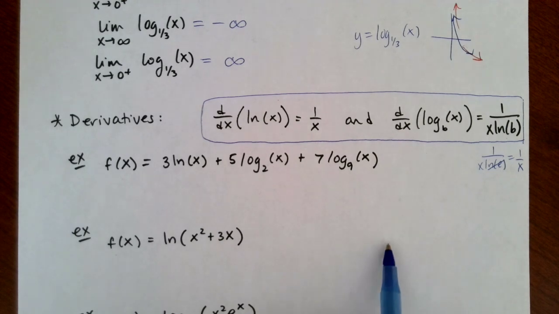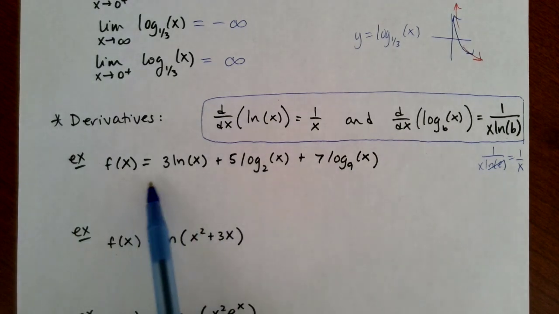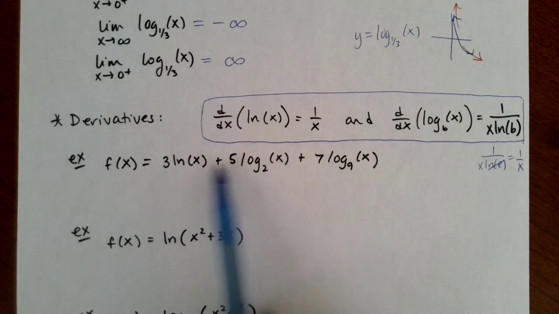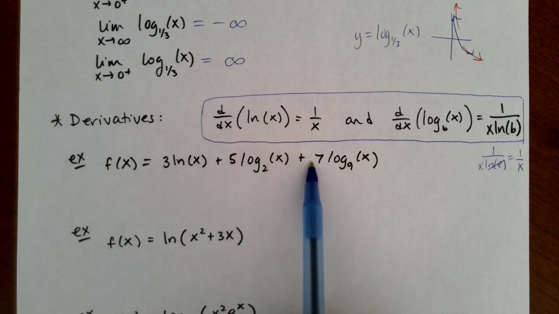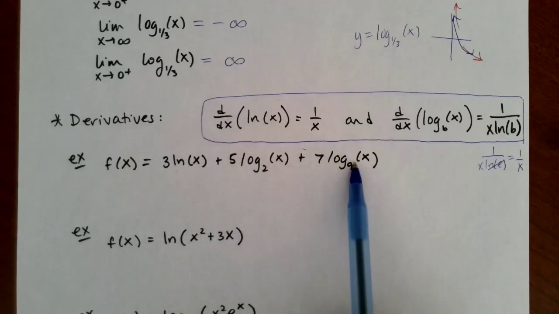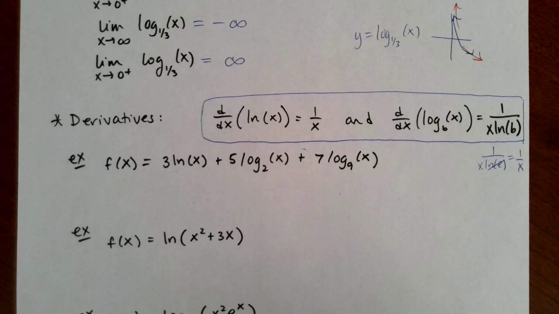Okay, let's see these derivative rules in action. I have 3 examples for us to go through in this video. The first example here, we have some constant multiples out front, the 3, the 5, and the 7. But otherwise, because there's addition between the expressions, it's just 3 separate derivative rules that are going to use what we just established.